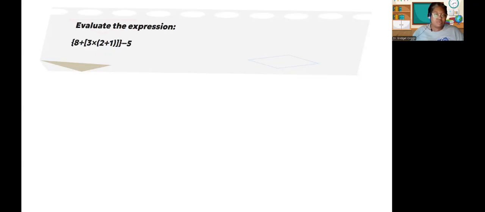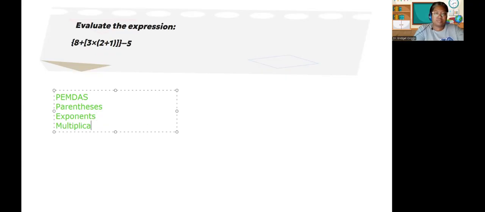So let's do a little bit of a review. And I don't know if this is a review for all of you, but if it is, then we will go through that. So we have PEMDAS. The P stands for parentheses. The E stands for exponents. The M stands for multiplication. The D stands for division. The A stands for addition, and the S stands for subtraction.